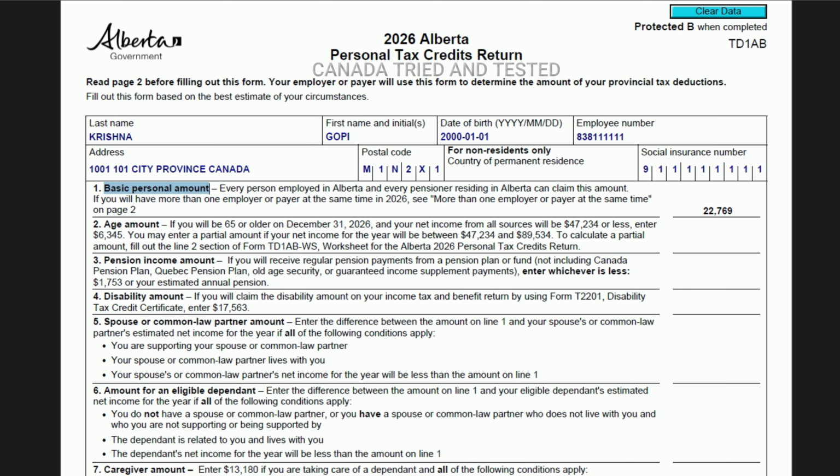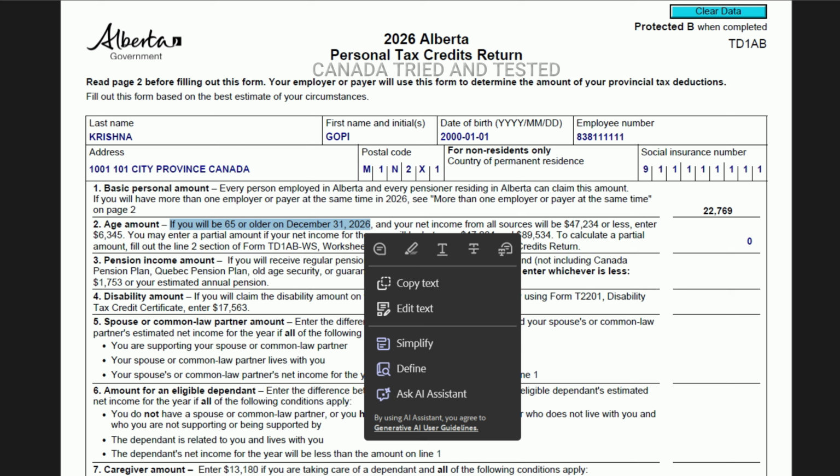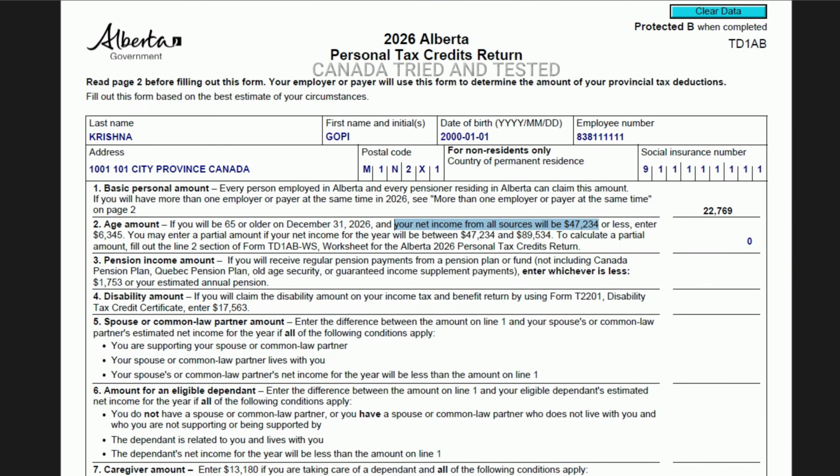Come to age amount. Here, if you're less than 65 years of age, just enter 0. And if you will be 65 years or older on December 31st, 2026, and your net income from all sources will be 47,234 or less, okay, this is the amount, 47,234 or less, you enter 6,345. And if your income is between 47,234 and 89,534, in that case, you will have to use the worksheet.